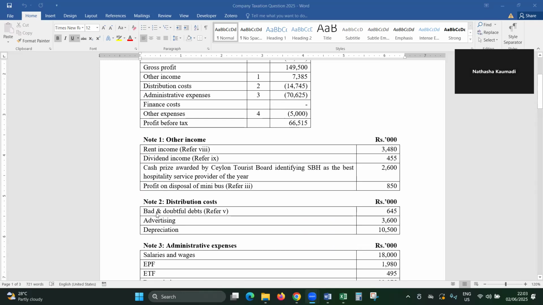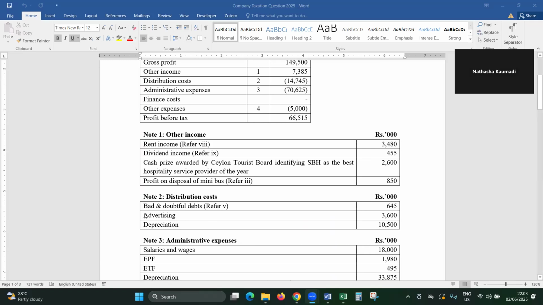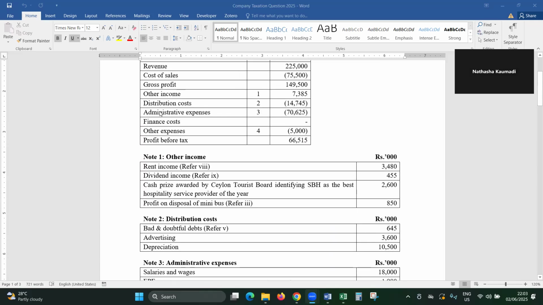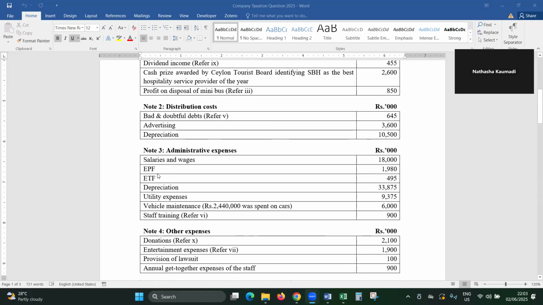Distribution cost includes bad and doubtful debts, with another note. Advertising, depreciation. This depreciation is related to the distribution vehicles most of the time because it's coming under distribution cost. And then note number 3, that is for admin expenses: salaries and wages, EPF, ETF, depreciation. Again, this depreciation should be related to administration stuff, maybe admin vehicles, buildings, likewise.